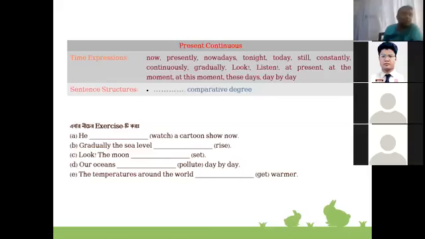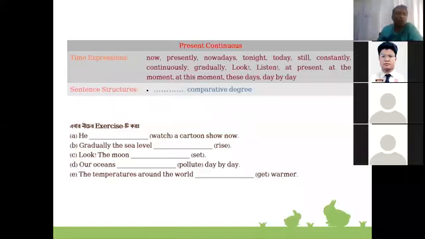Gradually, the sea level is rising. The sea level is rising. Look, the moon is setting. দেখো চন্দ্র অস্ত যাচ্ছে.